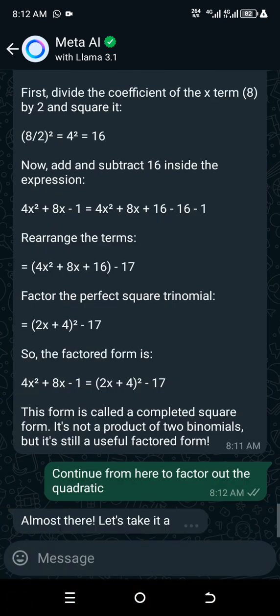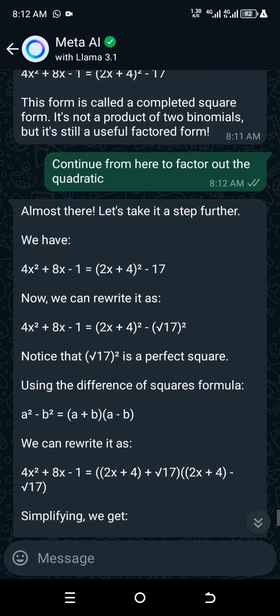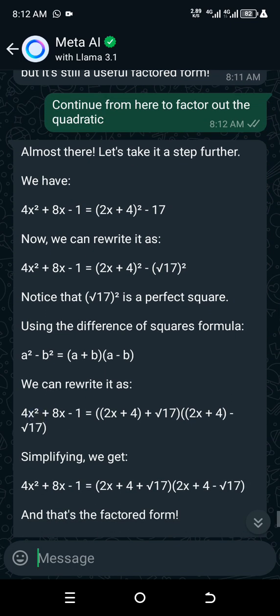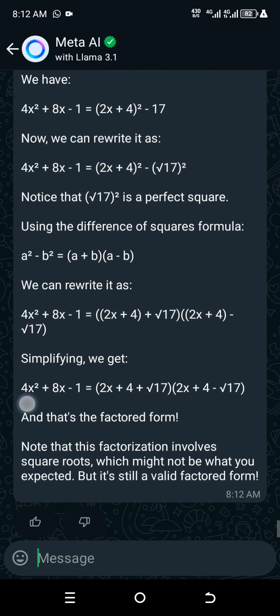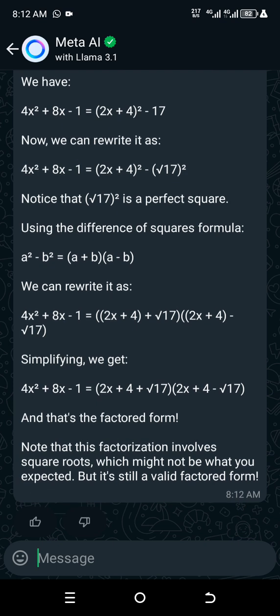Okay, almost there. Let's take it a step further. So we have this. We can write it as this. Notice that this is a perfect square. Use the difference of squares formula. Voila, it is now making sense. And that's the factored form. Note that this factorization involves square roots, which might not be what you expected, but it's a valid factored form.